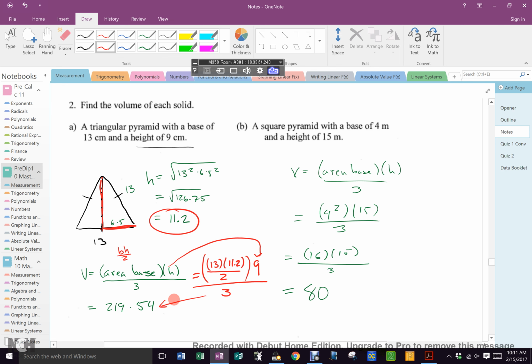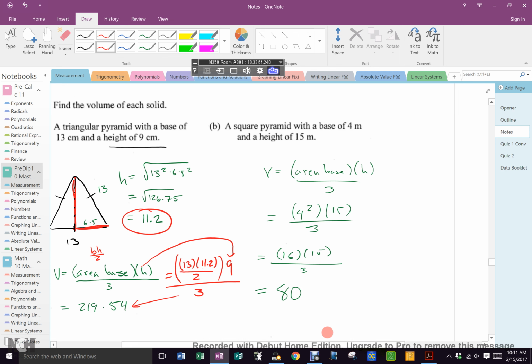Cool? All right. Second one, significantly easier because it's a square pyramid. So the bottom is 4 by 4. So the area of the base is 4 squared. The height is 15. Divided all by 3. 80. Cool? Because 16 times 15 is 240. 240 divided by 3 is 80. Good?